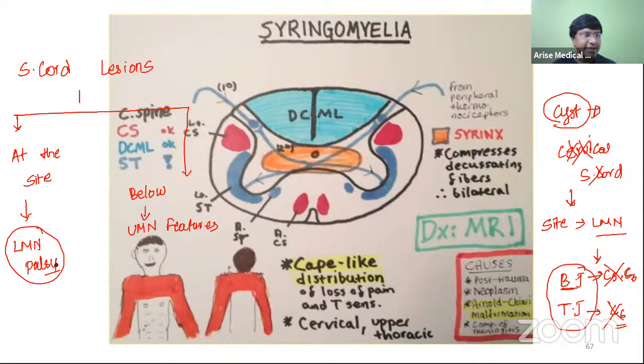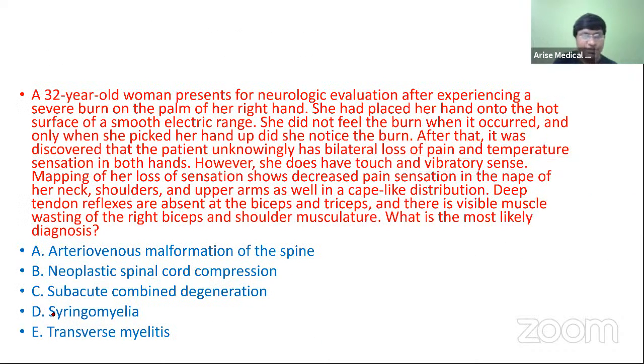Right. So you will have LMN palsy at the site of lesion because of damage to your C5, C6. That is the reason why the individual is having loss of the biceps as well as the triceps jerk. Okay, so in this clinical scenario, I have tried to explain each and every single point. It is a clinical scenario of Syringomyelia.